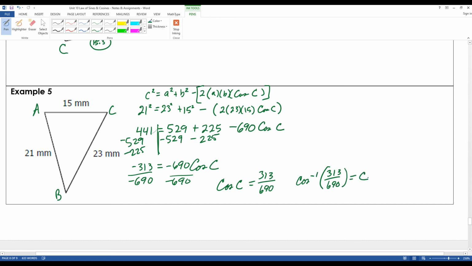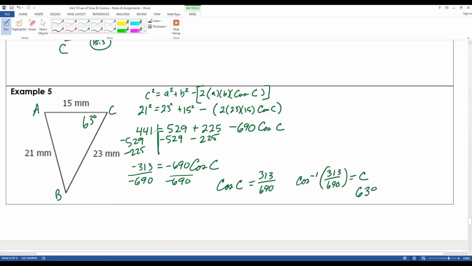So I need this angle so that I can do the area formula. So let's see. Second cosine, 313 divided by 690. Enter. That's 63.0 something something. We'll just say it's 63 degrees. That's really close to 63 degrees. So I'm going to write it in on the figure, 63 degrees.